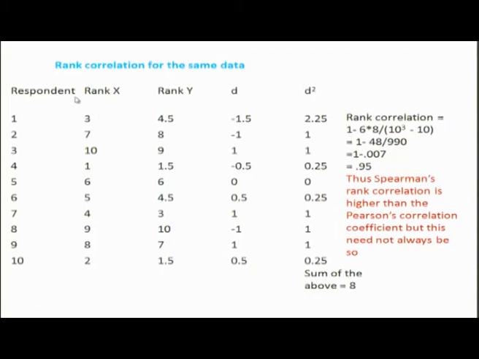This is an example. There are 10 respondents, the same old data, but now here ranks are given. Rank of x, rank of y, difference, difference square, and 1 minus 6 sigma d square over n cube minus n, that is 10 cube minus 10, equal to 0.95. Spearman's rank correlation is in this case higher than the Karl Pearson for the same data.